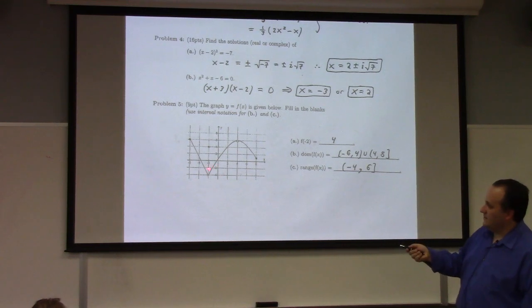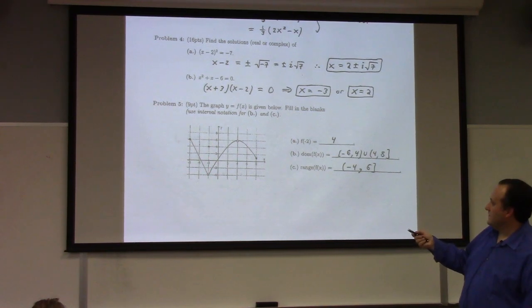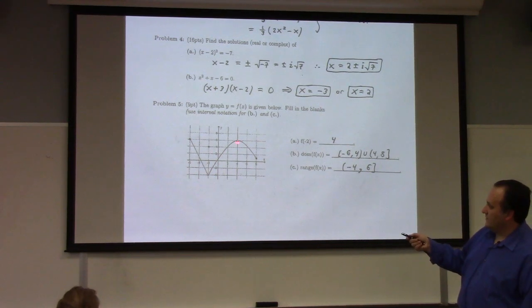Like the domain are the possible x values on the graph, right? So minus 6 included all the way over to 4, right? Minus 2 is included right there. And then 4 to 8, so those are the x values. And then the y values go from minus 4 all the way up here to 6. And the minus 4 is not included because of that open bubble down here, but the 6 is included because while there is an open bubble over here, there's a closed dot over there.